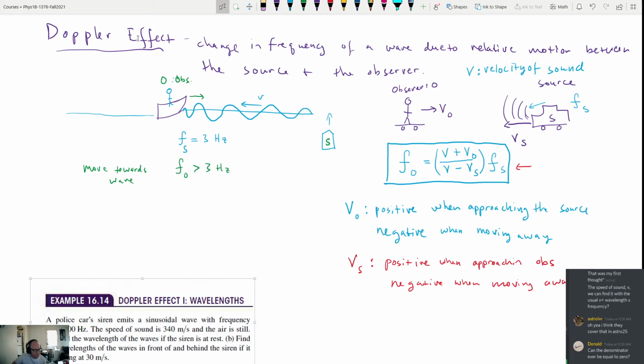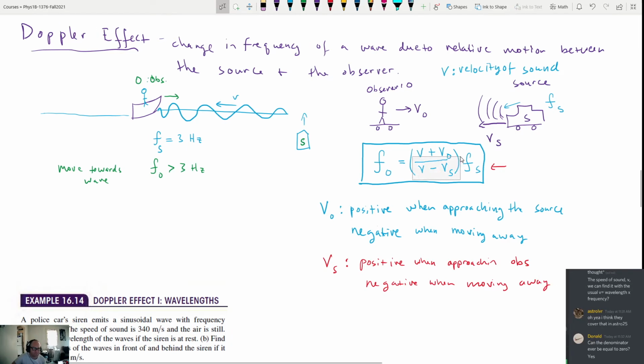Can the denominator ever be zero? Like if the velocity of the source is the same as the velocity of sound? That's what you're saying? Interesting. I hadn't really thought about that. That's a good question. We're not going to look at any problems like that, but we will talk about what happens when you move faster than the speed of sound. If you want, we can talk about that. That's where you get a shock wave or a sonic boom.